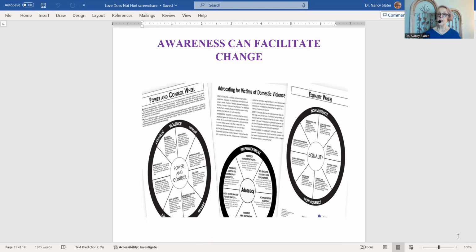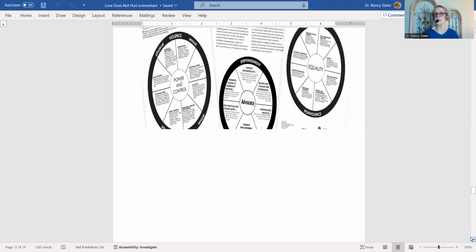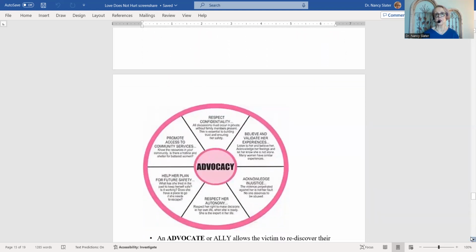I've got three wheels with spokes and with rims here in this particular article. On the left is the power and control wheel that we are so familiar with, right? In the middle is an advocacy wheel. And on the right is the equality wheel. And so when you are aware of an issue and your awareness wants to make some changes, then this is what is going to happen.